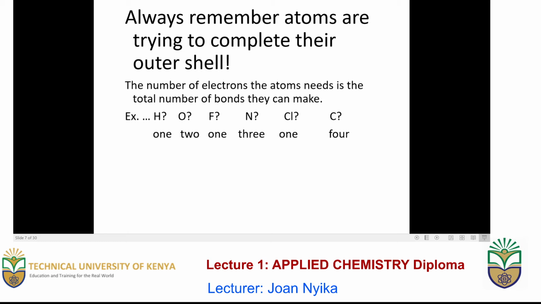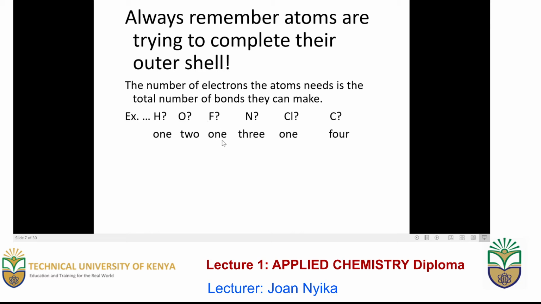That is, they are either trying to have 8 electrons in their outermost shell or 2 electrons in the case of hydrogen and helium. For instance, look at this representation that I have tried to draw here. For hydrogen, it requires 1 electron to get into a stable state. For oxygen, it requires 2 because it already has 6 in its valence. The valence electron is 6.